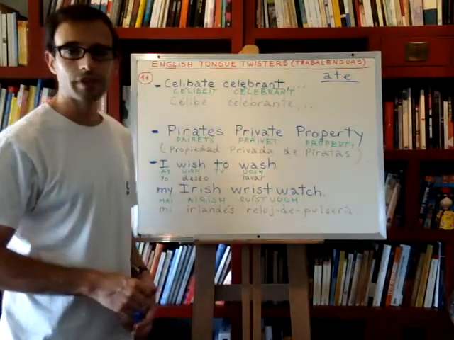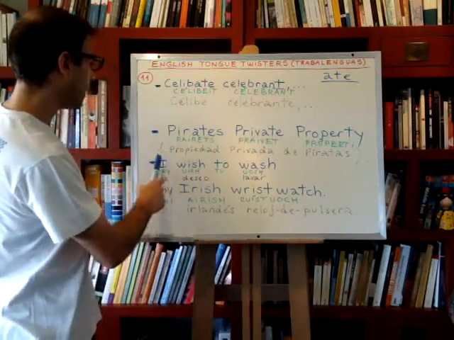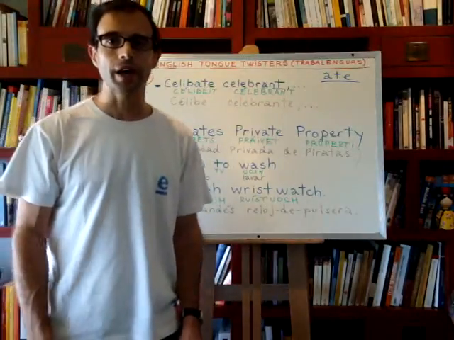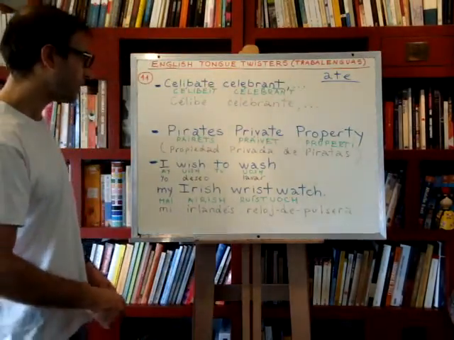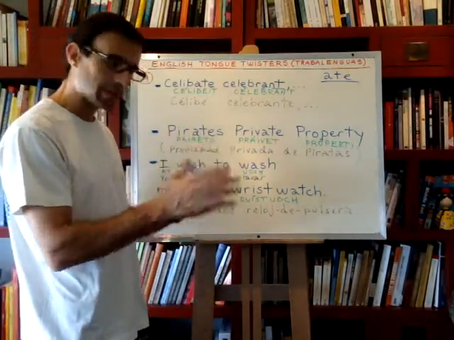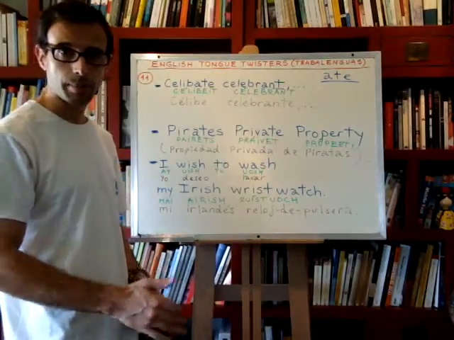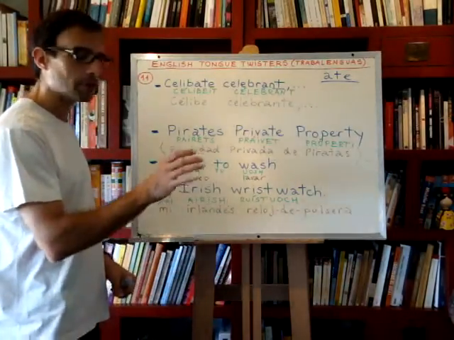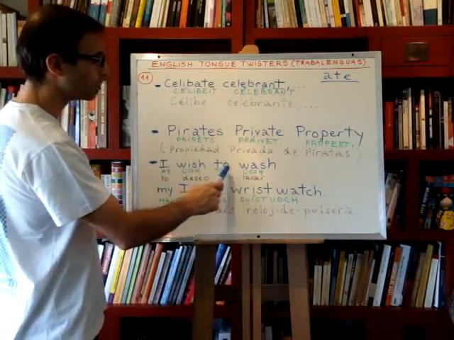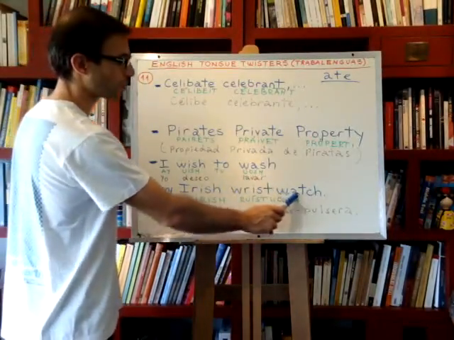Our third tongue twister is slightly longer. Nuestro tercer trabalenguas es apenas un poquito más largo. I wish to wash my Irish wristwatch. Aquí traten, para comenzar, de ir leyéndolo una palabra por vez, pero que se quede bien claramente leído y pronunciado. So try to read this one word at a time, okay? But be precise. Precise in how you pronounce each word properly. I wish to wash my Irish wristwatch.